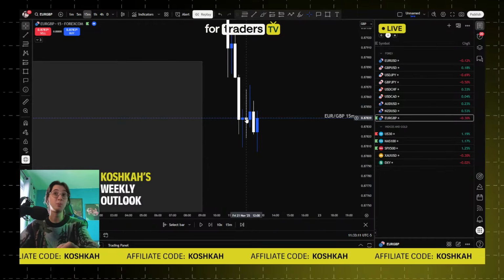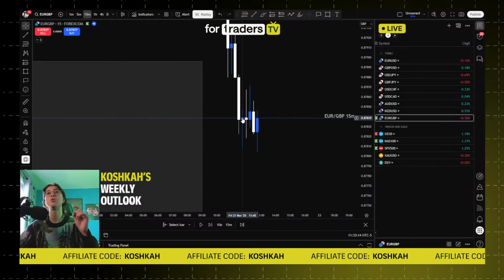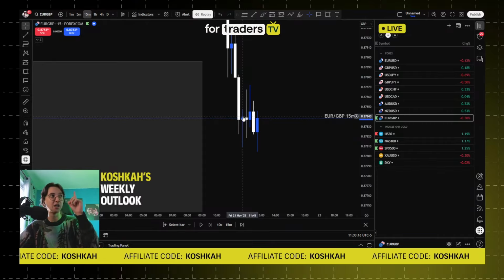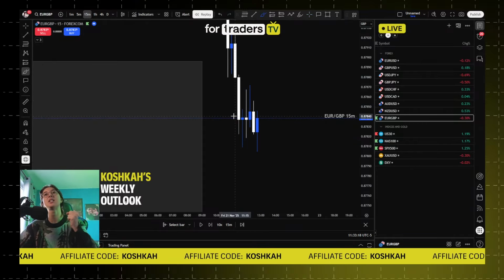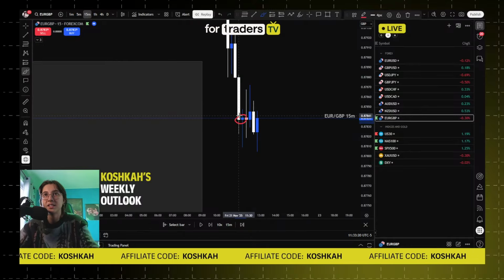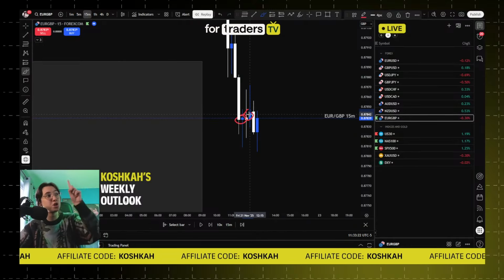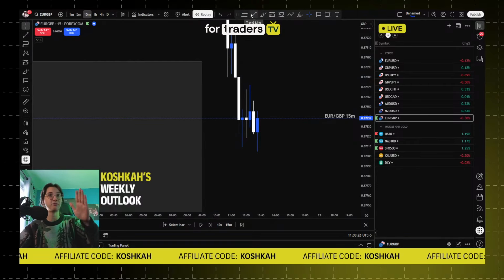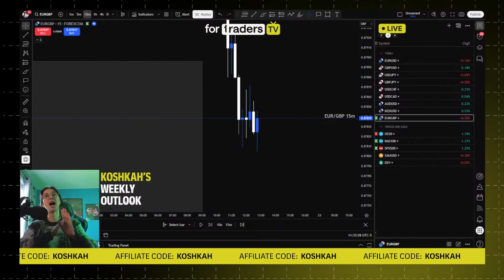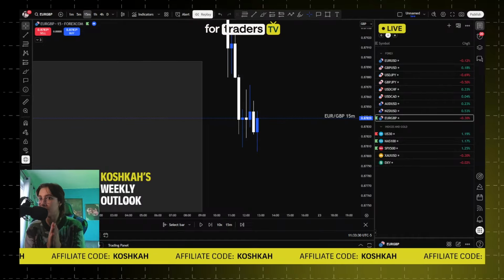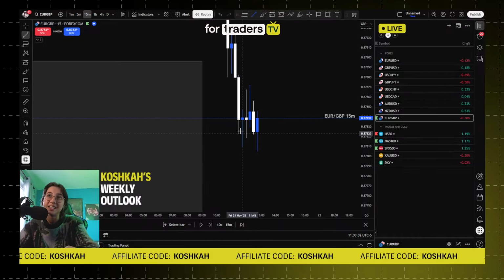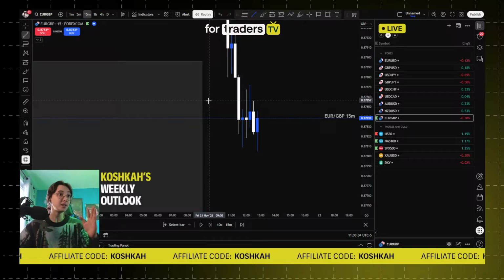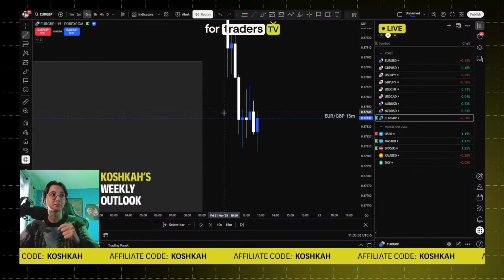Why is this a valid pullback, you will ask? Because there's more than one candlestick pushing higher. In this case, we have this candle and this candle pushing to the upside. So this is a valid pullback on the lower time frame only, not on the higher time frame. Lower time frame only, guys. As we are in the 15 minutes, that's valid.